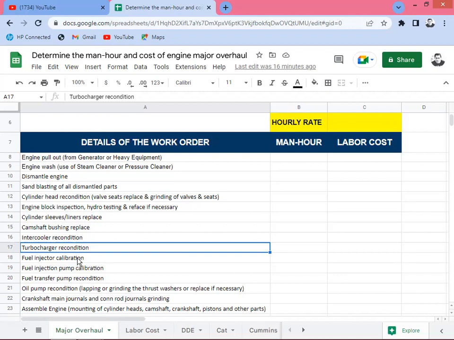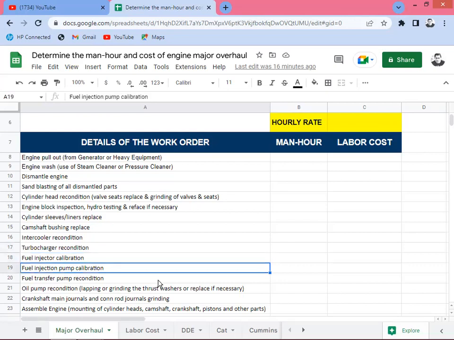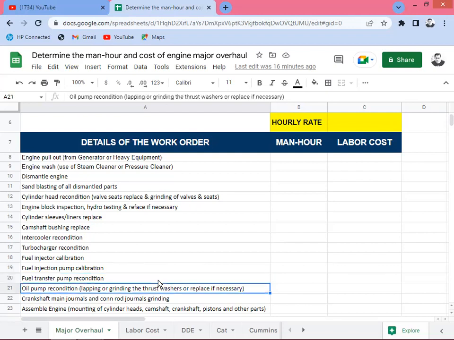Then we're going to be doing a calibration of fuel injector pump calibration, fuel transfer pump reconditioning, oil pump reconditioning. We're going to be doing lapping or grinding the thrust washer, or replace if necessary.